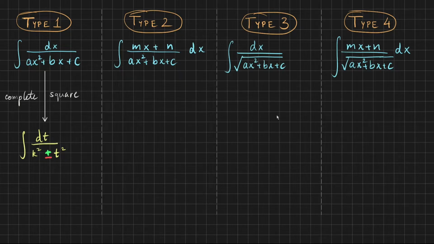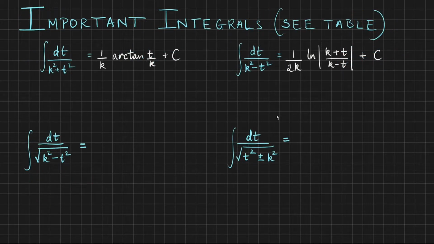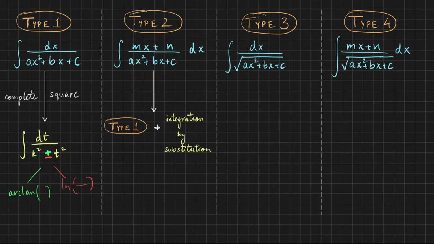Now we just saw a few seconds ago how to integrate this sort of function. If it's k squared plus t squared in the denominator, then you're going to get an arctan integral. And if it's k squared minus t squared in the denominator, you're going to get a ln type integral. This is just the same as what we saw earlier, namely the first two types. The next type is very similar to the type 1 integral. We are still going to complete the square in the denominator, and we are going to somehow manipulate the numerator to convert it to a type 1 integral plus an integration by substitution. So type 2 is very easily reducible to type 1.